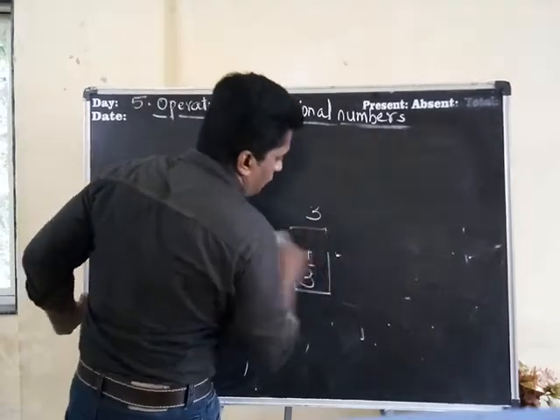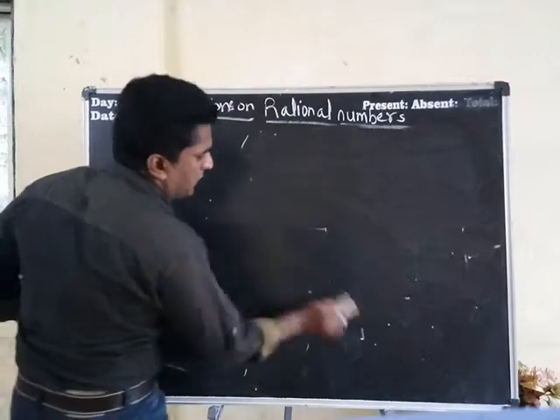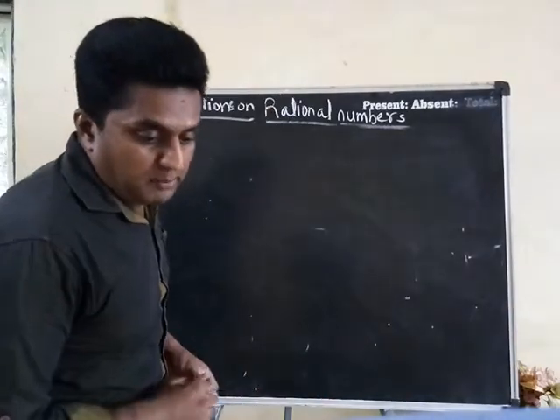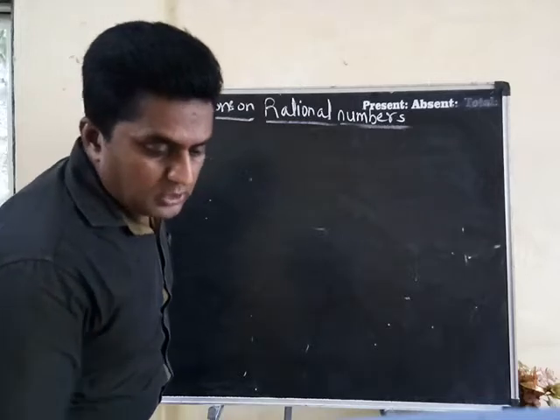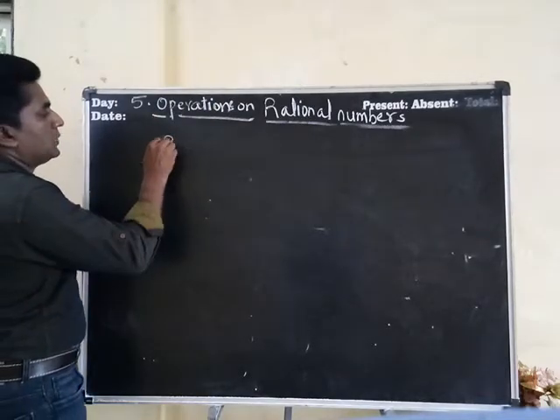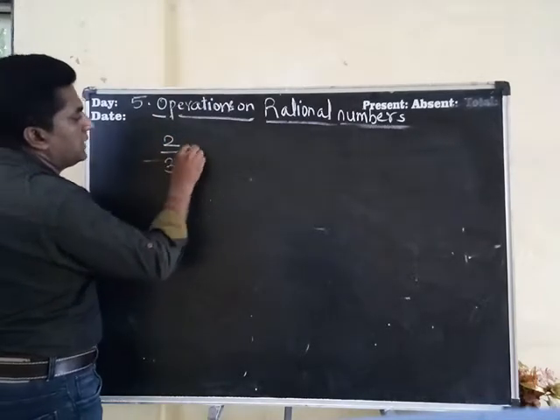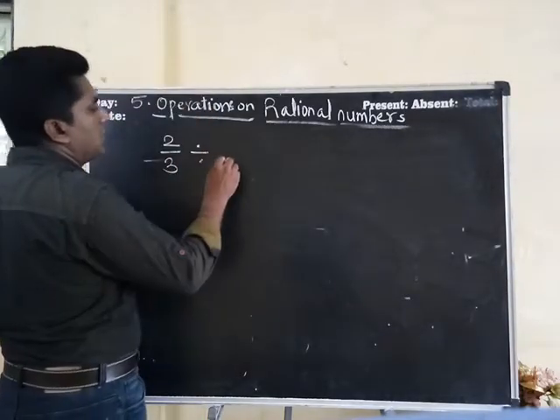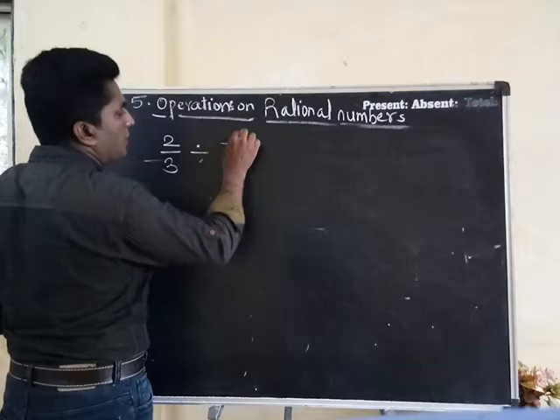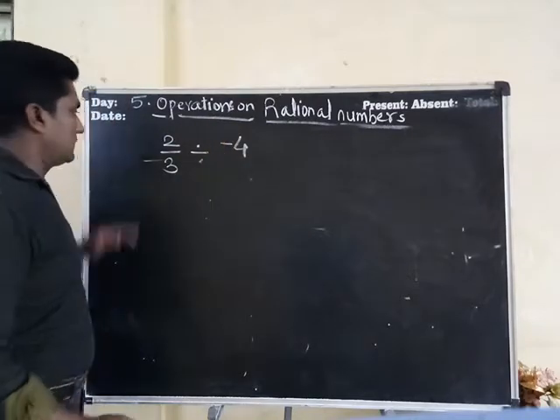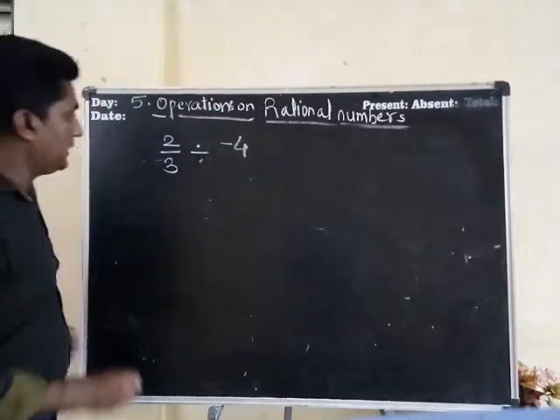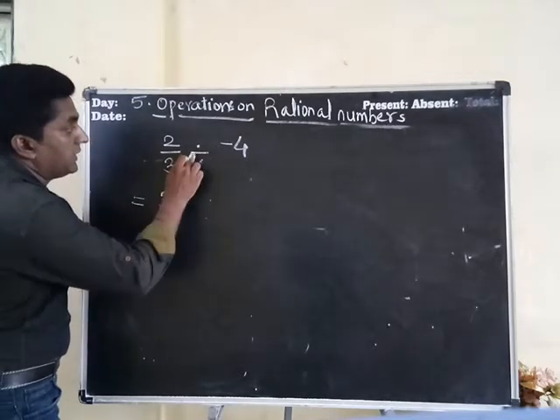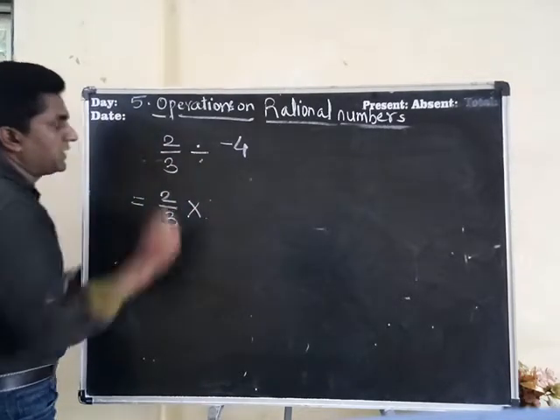And that way you can solve it in your notebook as well. And that is a little bit big sum. My sum is 2 upon 3 divided by minus 4. Start. Now as per the rule, you will say 2 upon 3, division will become multiplication.